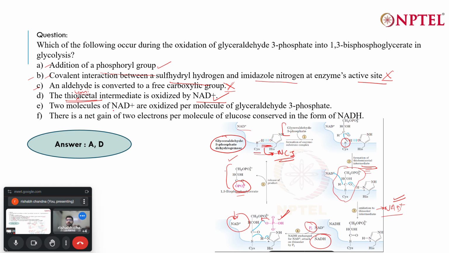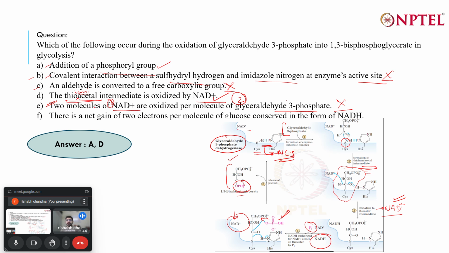Two molecules of NAD plus are oxidized per molecule of glyceraldehyde 3-phosphate. No, per one molecule, only one NAD plus is oxidized. Okay, not two. So for two molecules of glyceraldehyde 3-phosphate, two molecules of NAD would be required. Okay, so this option is also false.